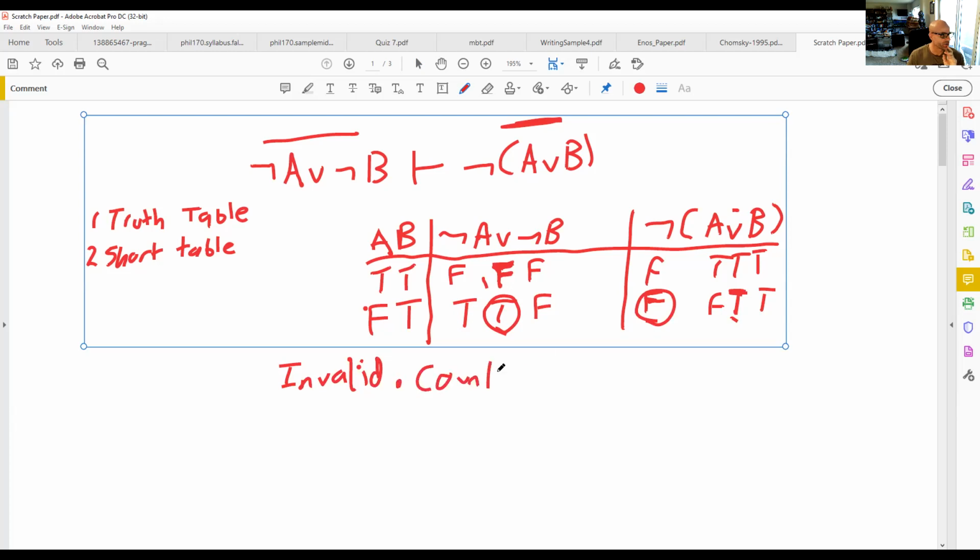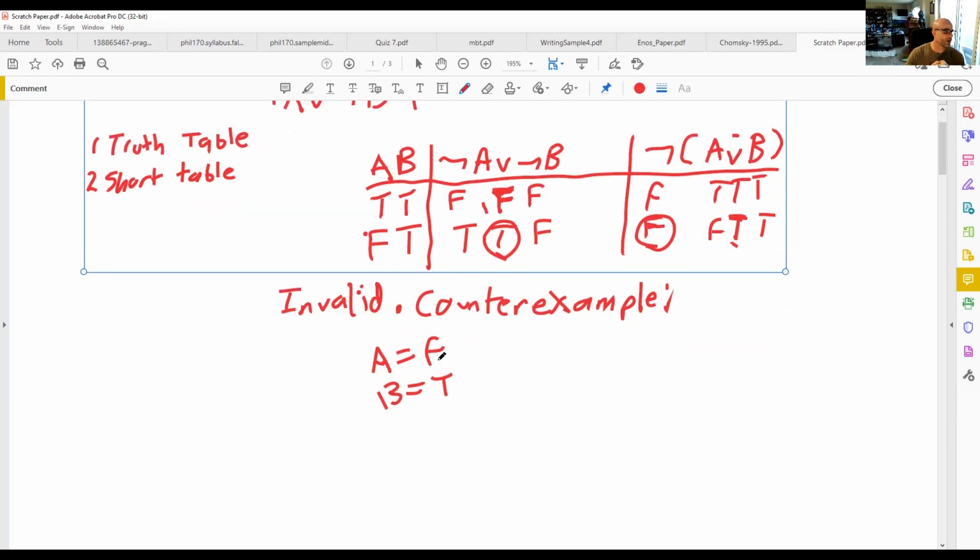And the counterexample is when we have A false and B true. Okay, so that's a way of doing it. All right, you make as little of the truth table as you can. Usually you'll be able to do this in one line. In this case, it took a couple of tries, but we found our counterexample.